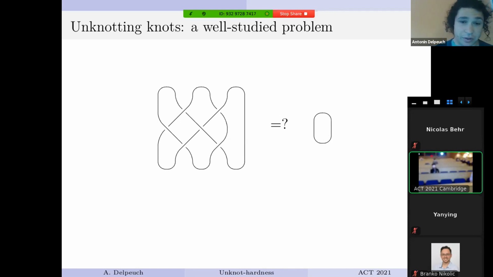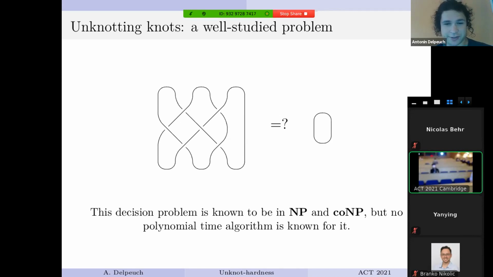So this problem has been extremely well studied, and we still don't have any polynomial time algorithm for it. We know that it is in NP and co-NP. And recently there have been some advances to get quasi-polynomial time algorithms for it, but still no P-time algorithm for it. So to relate that to our word problem for braided monoidal categories, of course, we want to state it in terms of string diagrams.